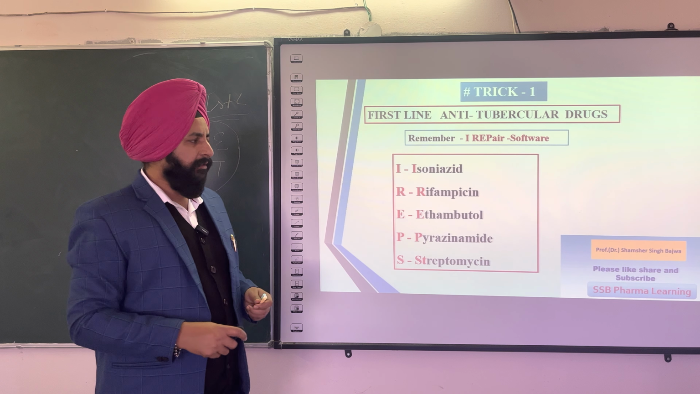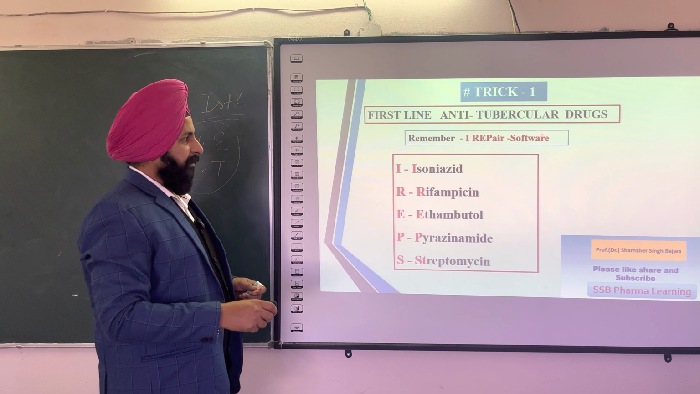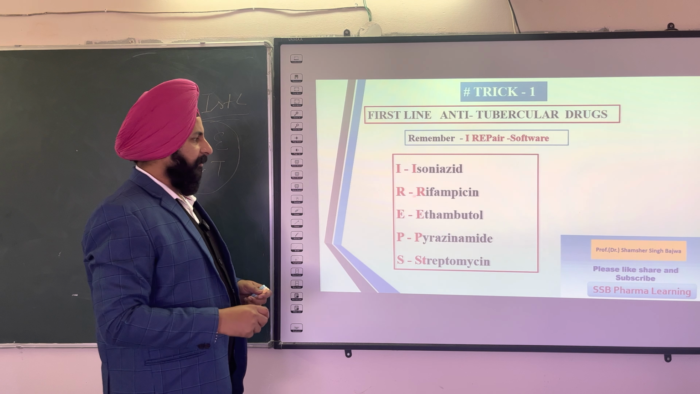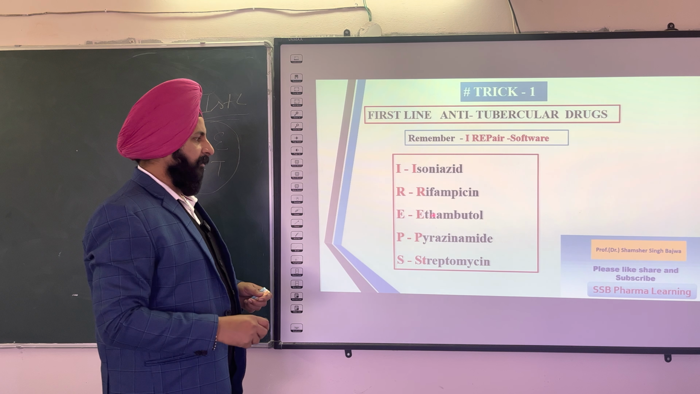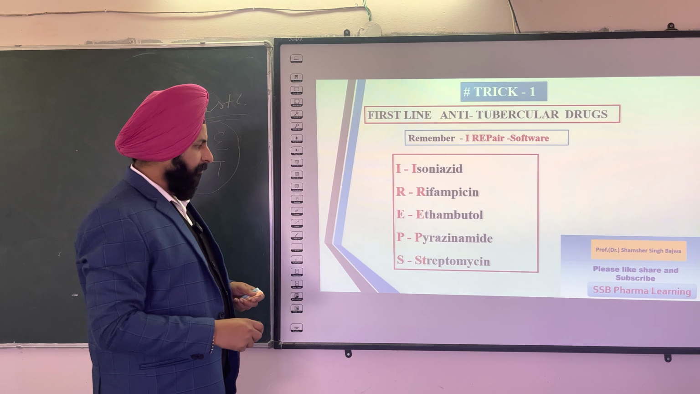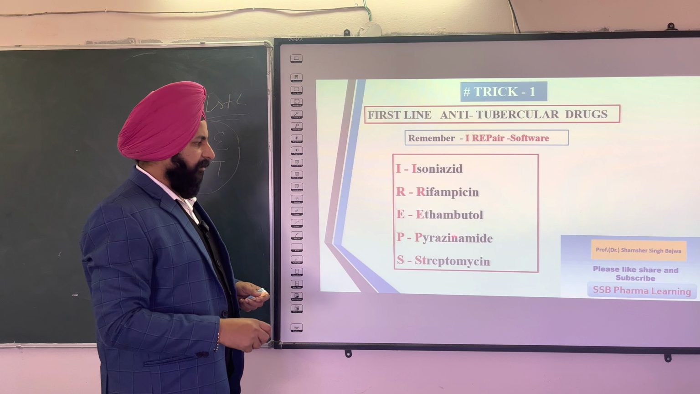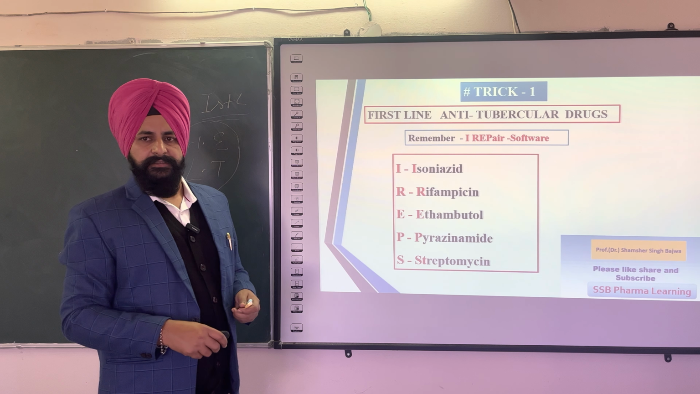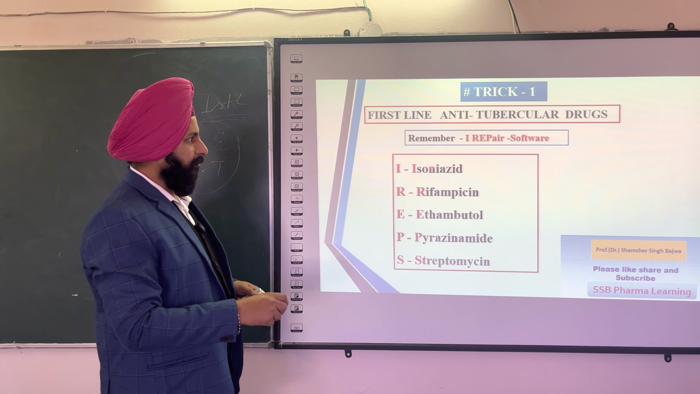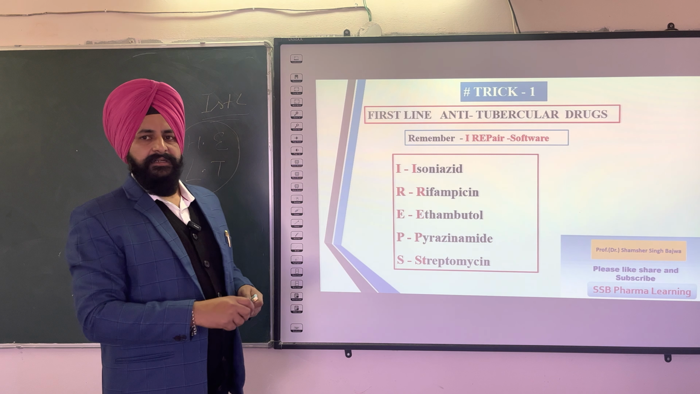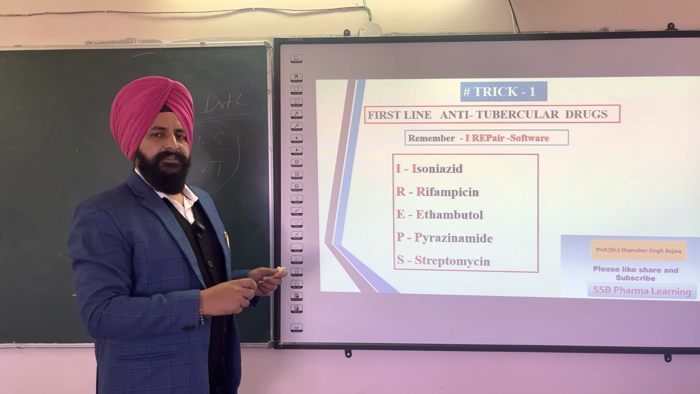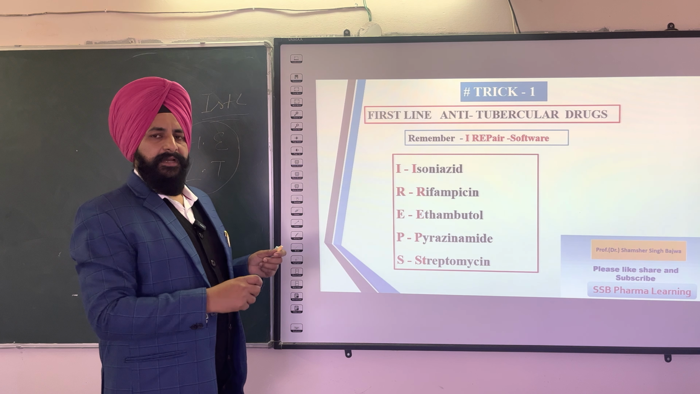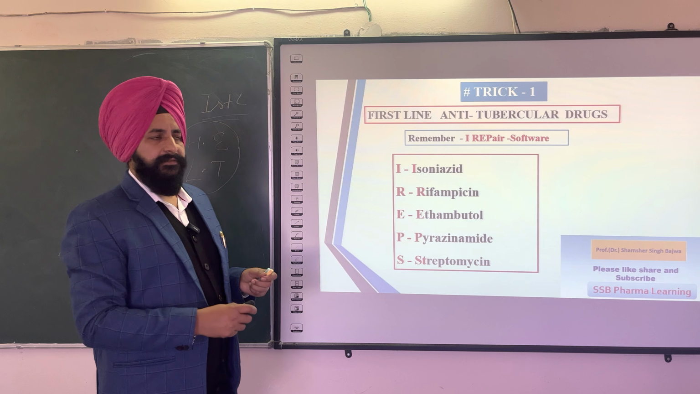So in "I repair software", I indicates isoniazid, R indicates rifampicin, E indicates ethambutol, P indicates pyrazinamide, and S indicates streptomycin. These are the drugs which are called first line drugs for anti-TB, for the treatment of patients who suffer from Mycobacterium tuberculosis.